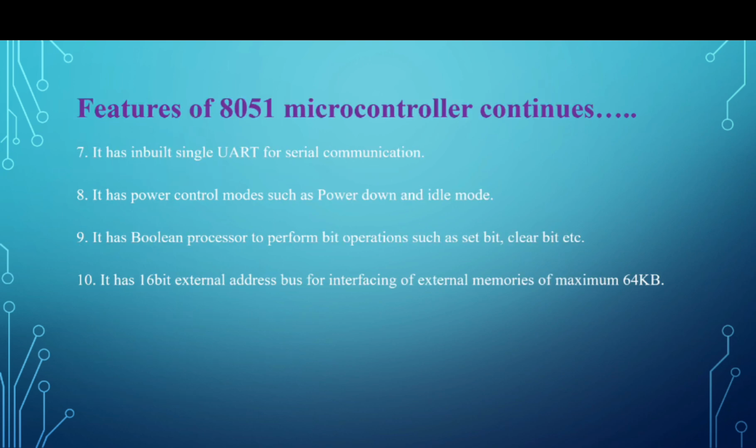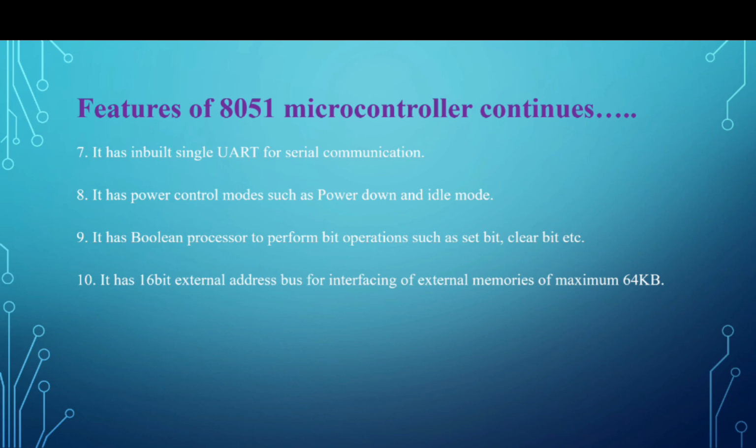It has one single UART for serial communication. UART stands for Universal Asynchronous Receiver Transmitter. So through this peripheral, the microcontroller performs serial transmission and reception. It has one SBUF register, the serial buffer register, through which it performs serial write or read operations.